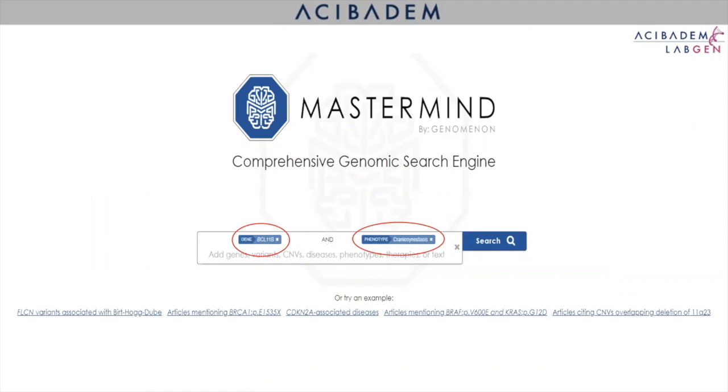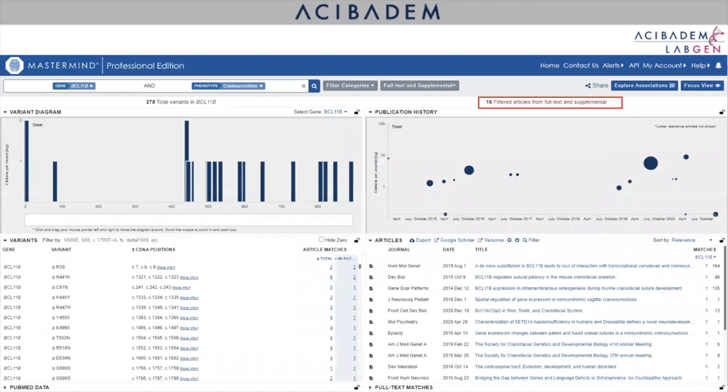So we performed a literature search with Mastermind to see if there's any human case or animal study that links the craniosynostosis phenotype to the BCL11B gene. We got 16 results. And the history chart here shows that the first publication is in 2015.